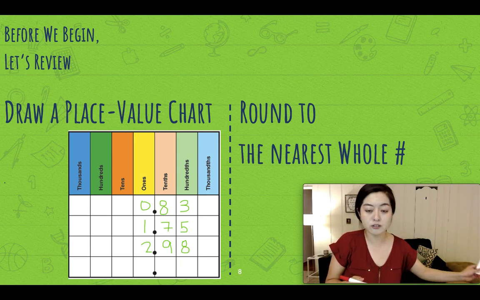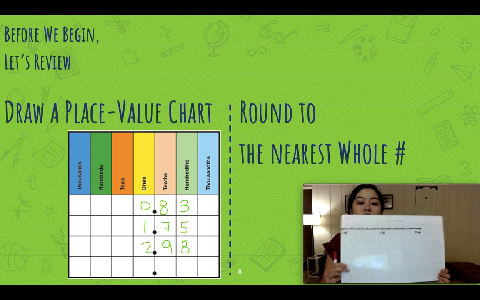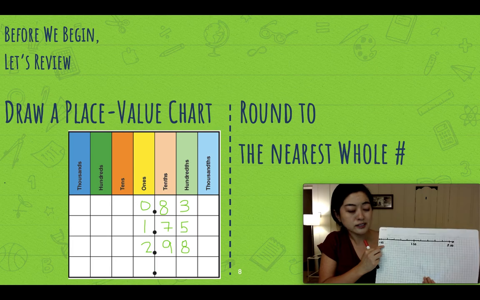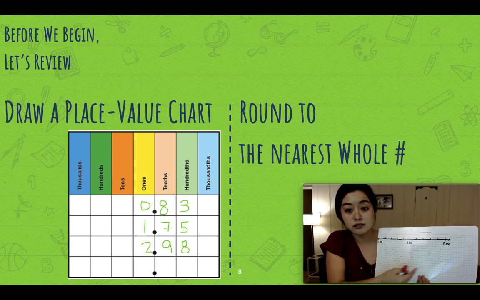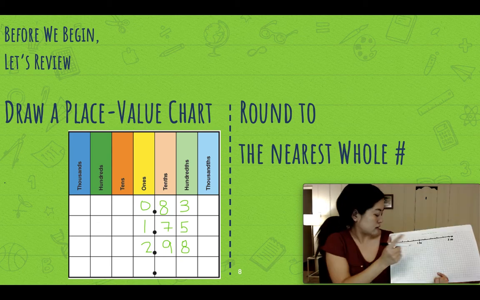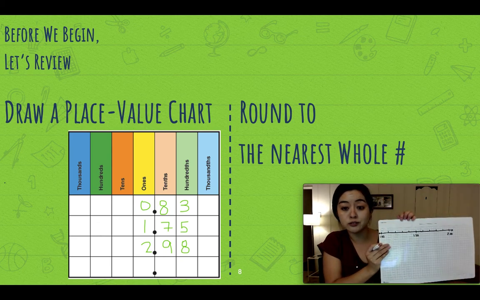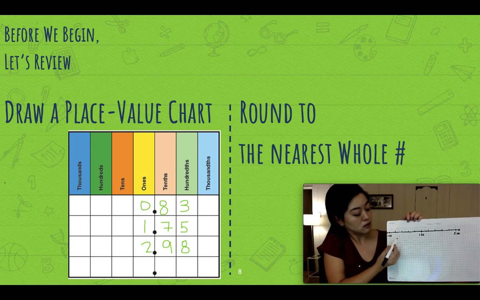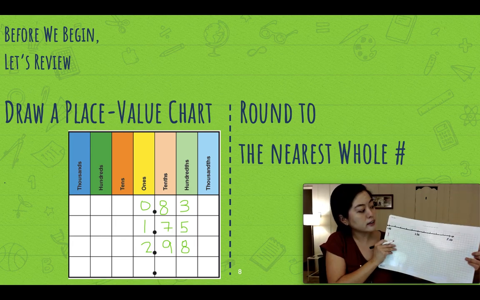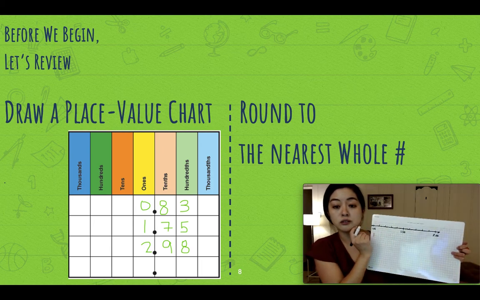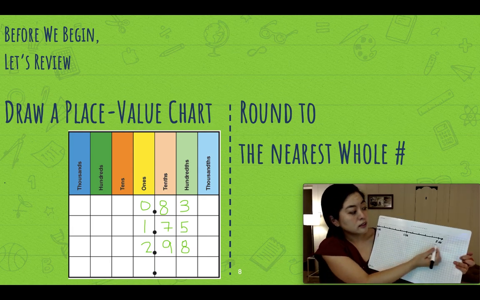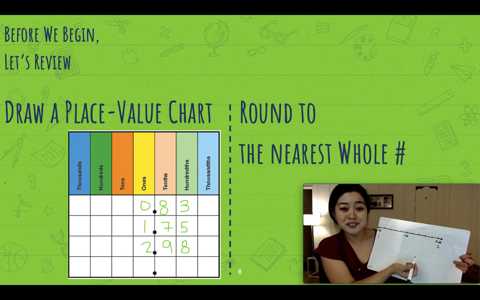1.75. I see that 1.75 is between 1 and 0 hundredths and 2 and 0 hundredths. What whole number is 1.00? If you said 1, you are correct. Let's look at 2.00. What whole number is 2.00? If you said 2, you are correct.